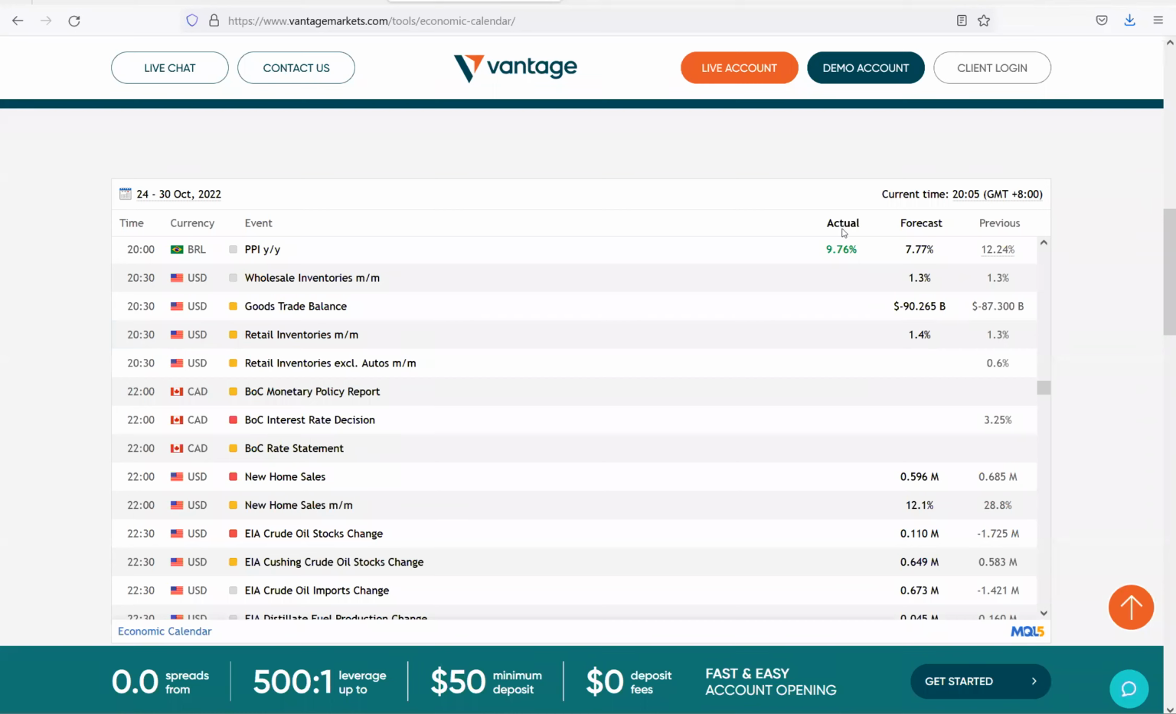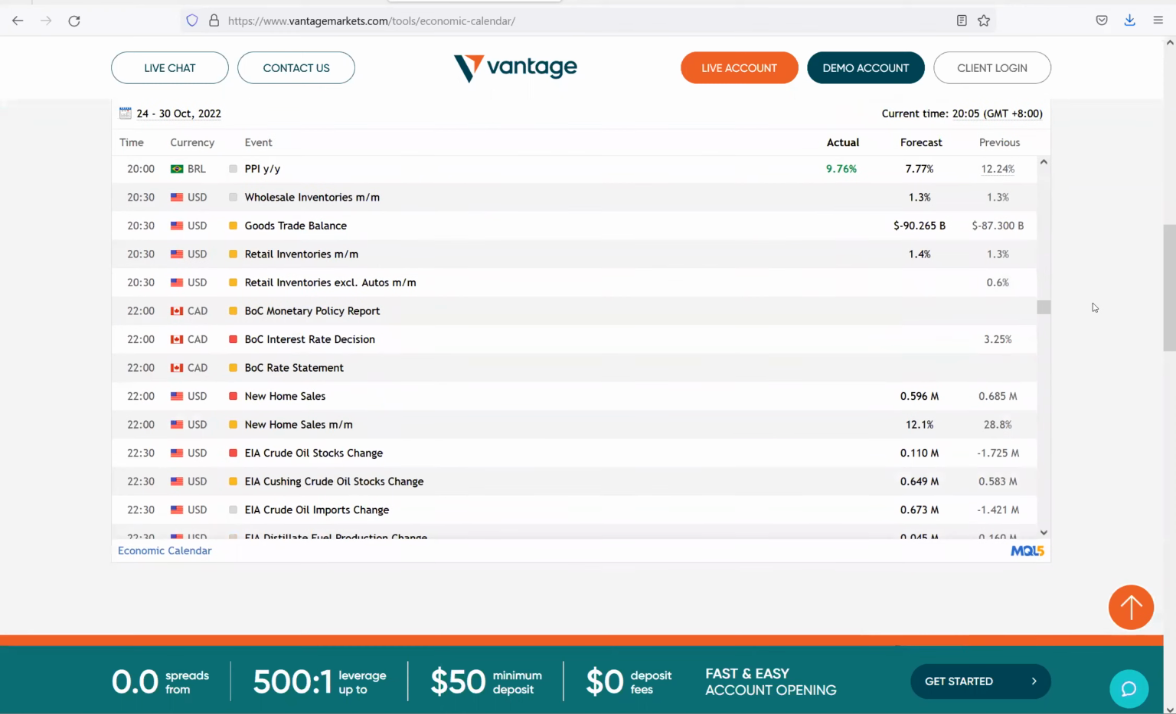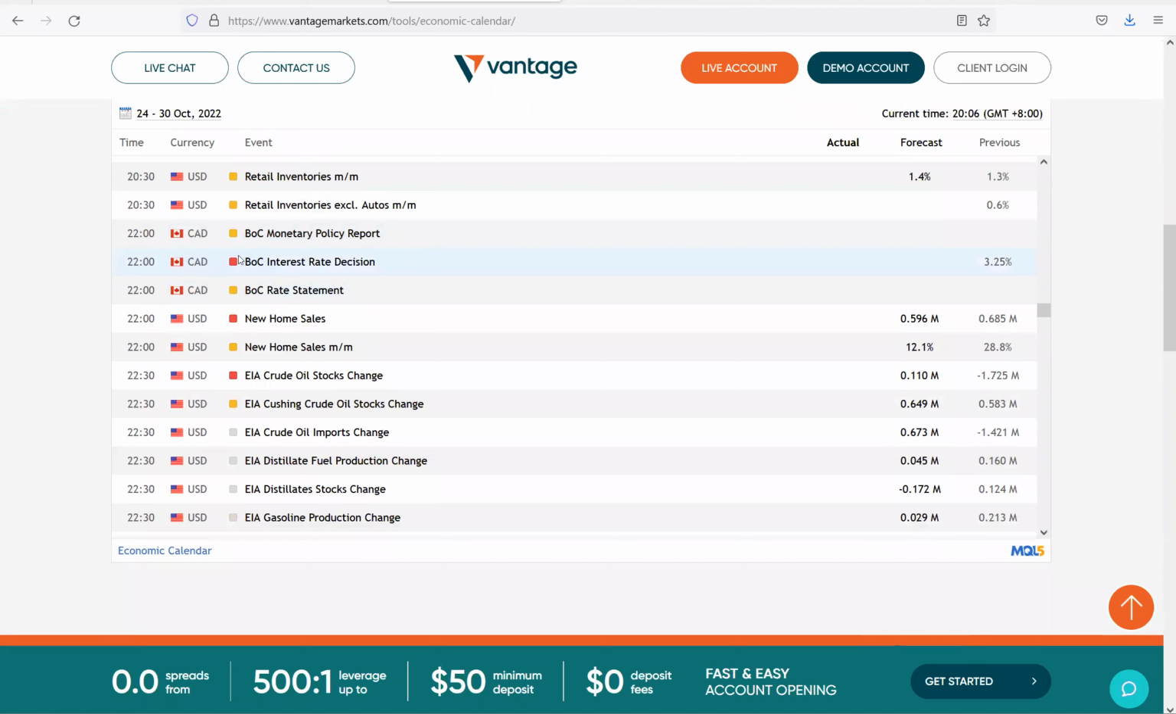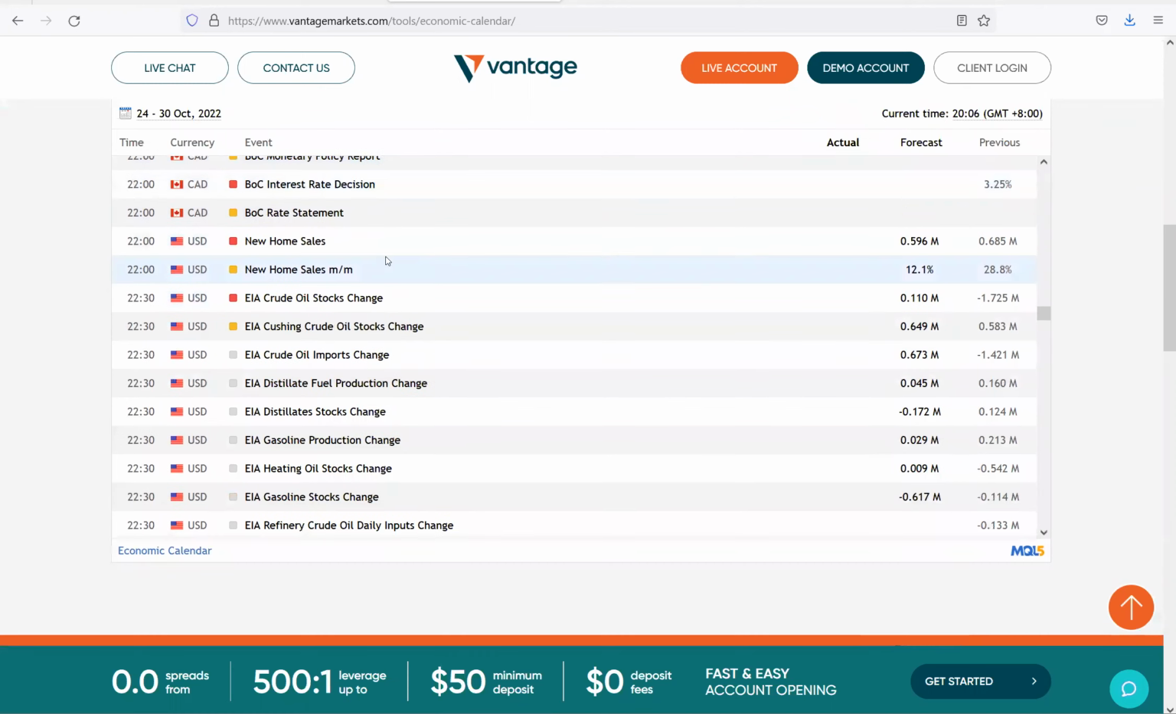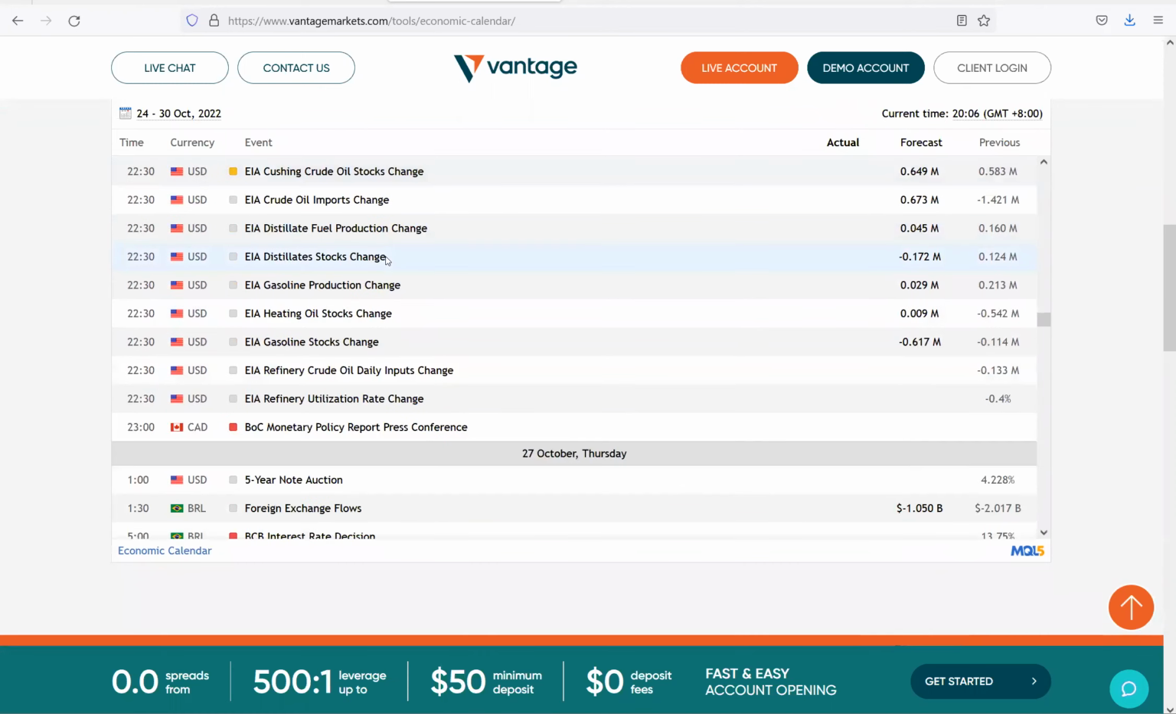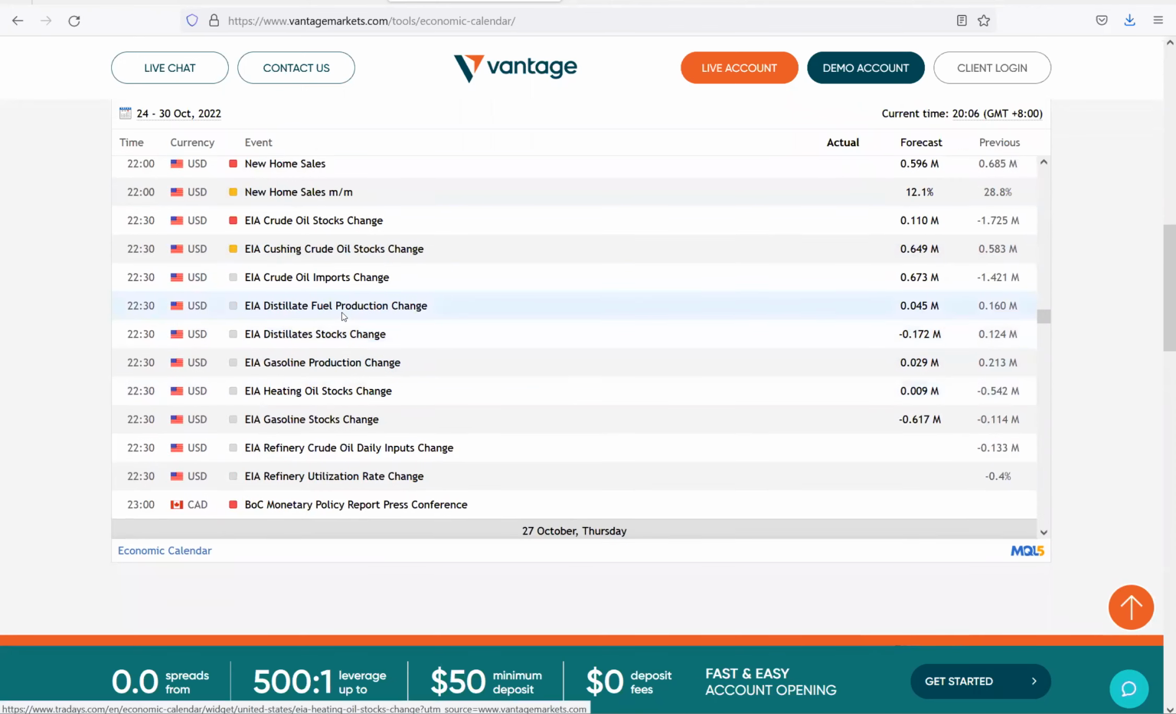If it's CPI data, if inflation is running hotter than what is forecast or expected, it could pressure the central banks to raise interest rates further to fight inflation. So this is what we have. You can see that what's coming up would affect mainly the dollar and CAD. We also have the BOC's interest rate decision coming up here, as well as a bunch of oil inventory data.